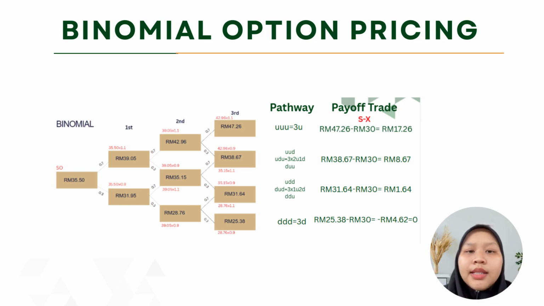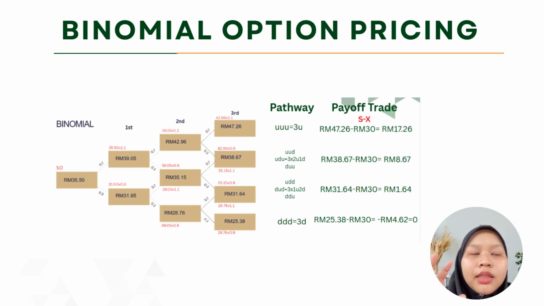The third one is the low profit case, which is UDD, DUD, and DDU, with a final stock price of 31 ringgit and 64 cents. The calculation is 31.64 minus 30. The answer is 1 ringgit and 64 cents. The stock barely stays above the strike price, and we still have a small positive payoff, which is 1 ringgit and 64 cents.